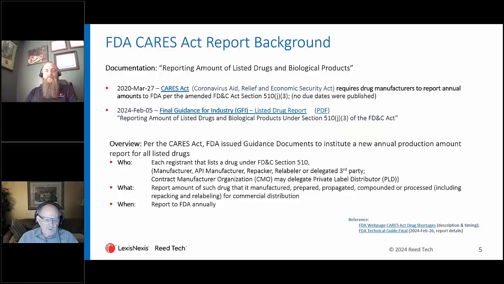What needs to be reported? Well, this is the production amounts that are manufactured, prepared, propagated, compounded, or processed, including repacking and relabeling. And when? Well, this has to be on an annual basis, and we'll talk more about the timing.